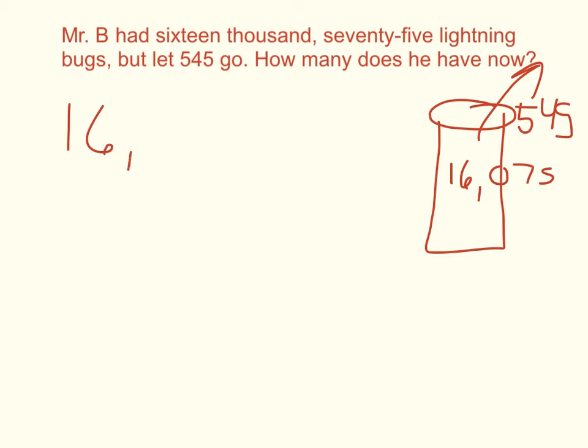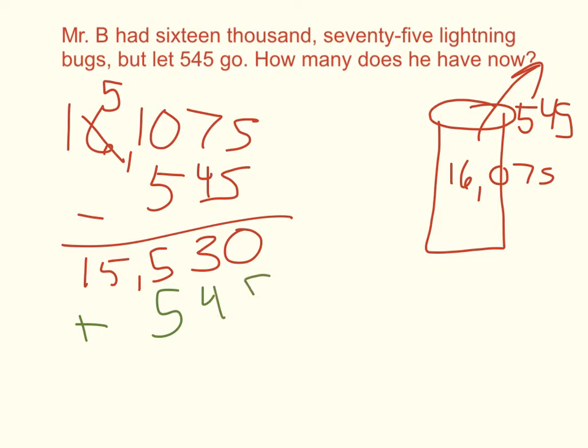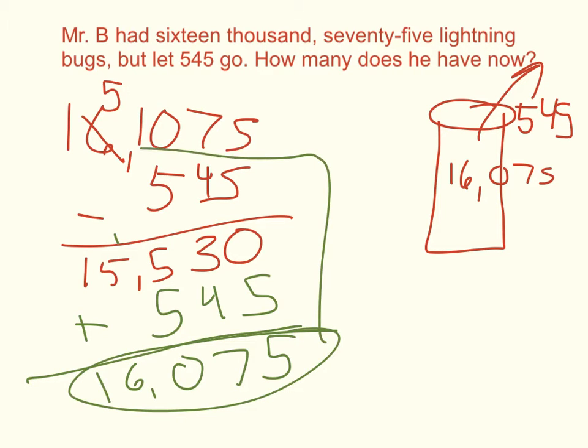It would be 16,075 minus 545. 5 minus 5 is 0. 7 minus 4 is 3. Cannot take 5 from 0 because there's no value there. So I'll get some value from this next one. 5 and then 15. Now to check it, I will add, and my bottom matches my top, so I know I'm correct.